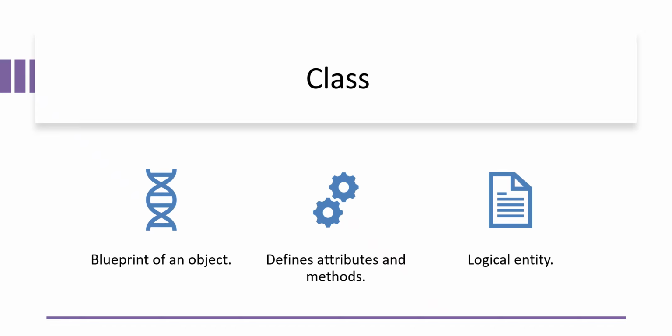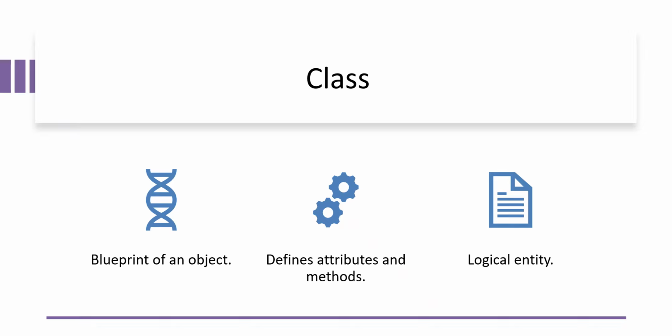Let us understand what a class is. A class is called the blueprint of an object. That means it defines what data an object will have and what operations it can perform. In C++, a class contains attributes, which are the data members, and methods, which are the member functions. A class is considered a logical entity. It does not occupy memory until we create an object from it.